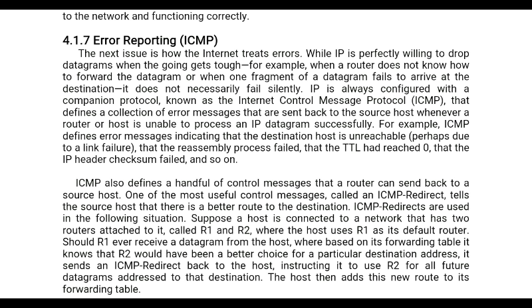Next are some of the control messages that a router can send back to the source host. For example, the ICMP redirect tells the source host that there is a better route to reach the destination. You can use this particular route to forward the packet, as this is a better one. Similarly, there are different types of messages delivered by ICMP. So this is all about error reporting, that is the Internet Control Message Protocol. Thank you very much.